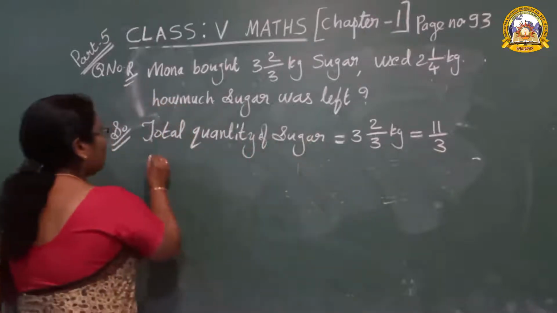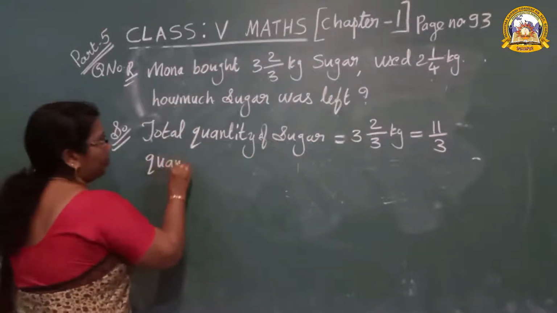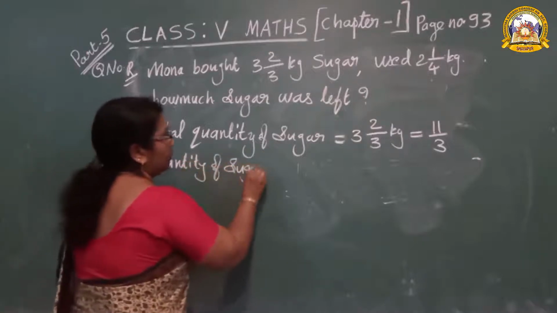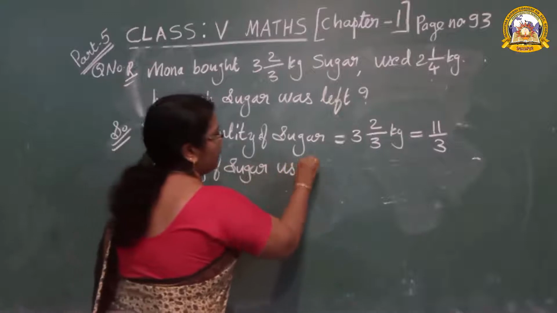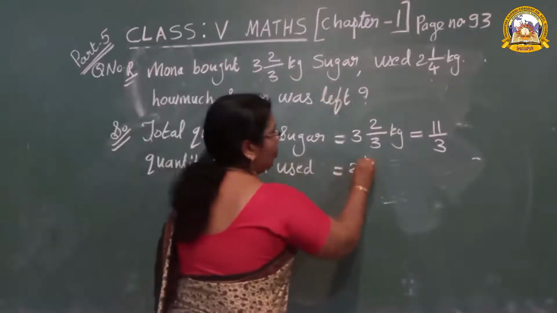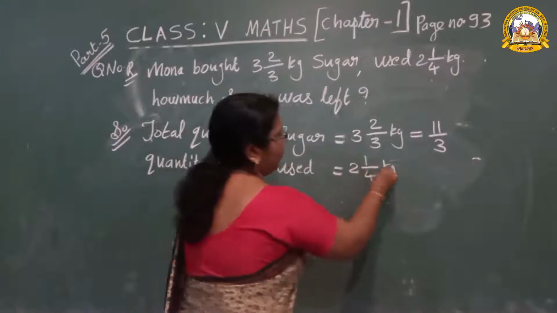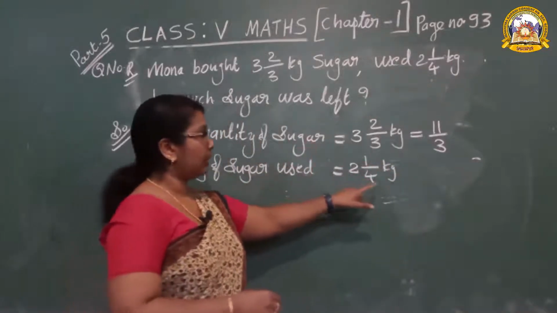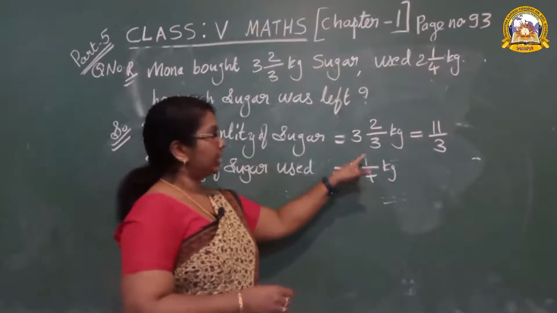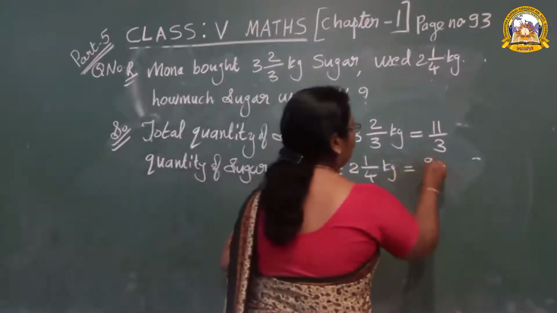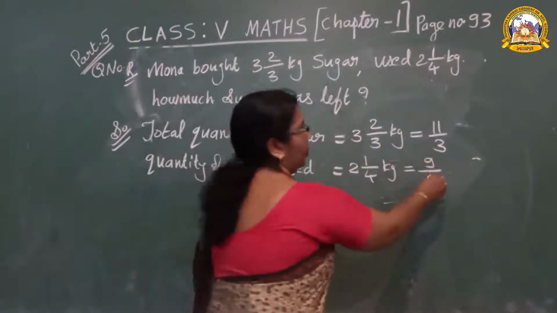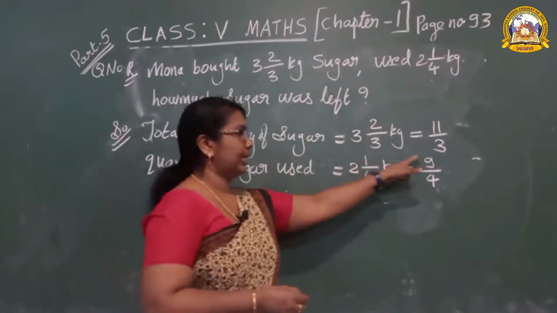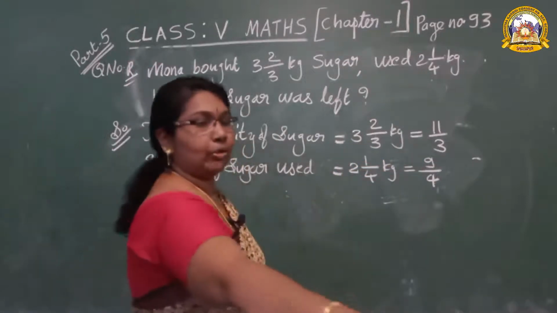Now, second step. Quantity of sugar used. How much kg of sugar did she use? 1 1/4 kg. Yes, this is also a mixed fraction, convert into improper. 2 4s are 8. 8 plus 1, 9. So you have to write here 9 by 4. Understood? How did you get 9? 2 4s are 8. 8 plus 1, 9. 9 by 4 kg.